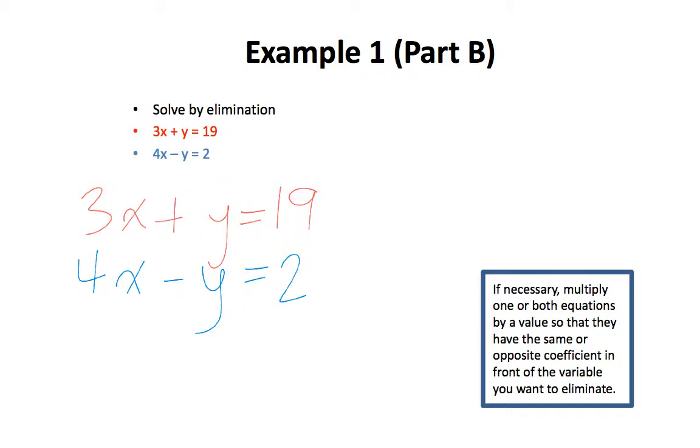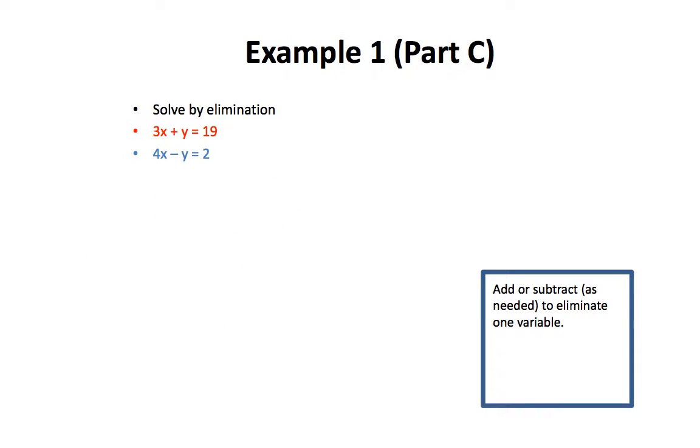We arbitrarily decided to eliminate the variable of y. If you take a close look at the terms containing y, the coefficient here is positive 1 and the coefficient here is negative 1. Remember, we wanted these terms to have the same coefficient or opposite coefficient, and here we have opposite coefficients. Next, we need to add or subtract as needed to eliminate one variable. Let's first label our two equations. I'm going to label this equation 1 and that equation 2.